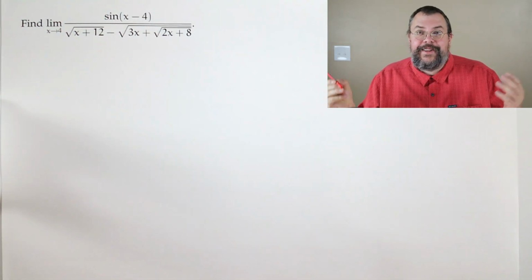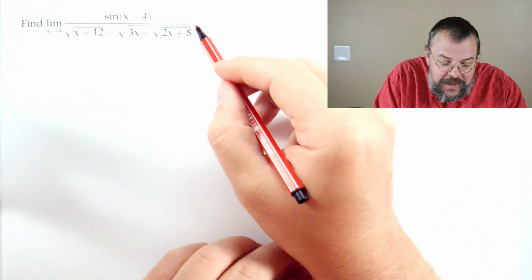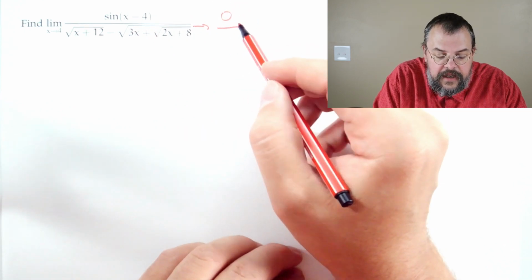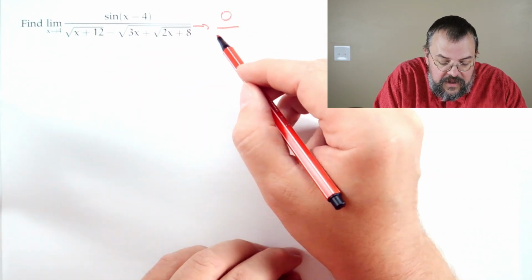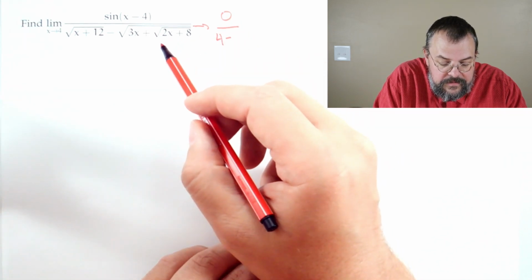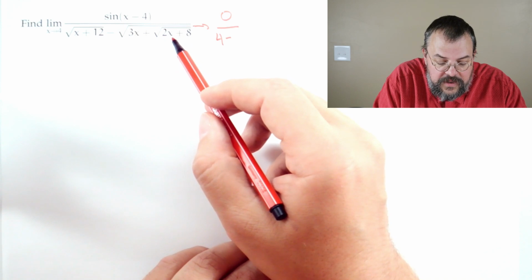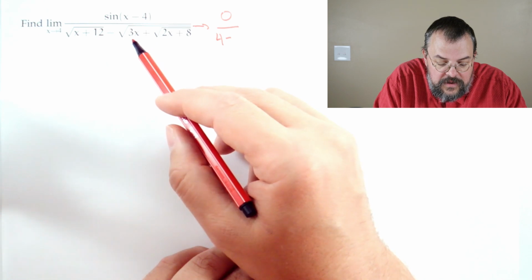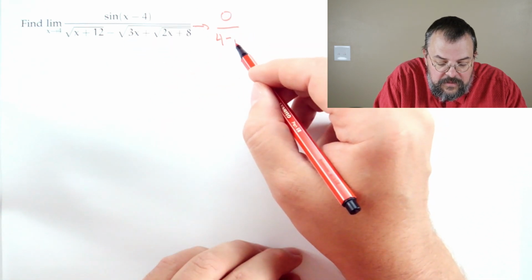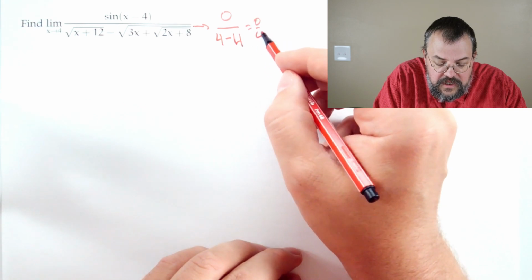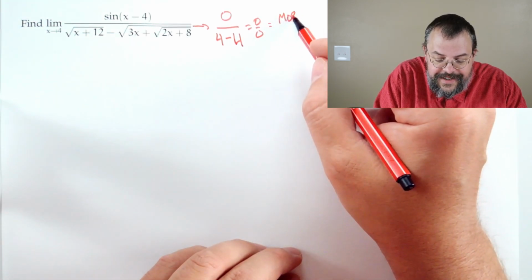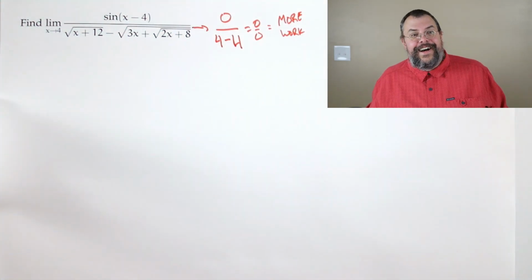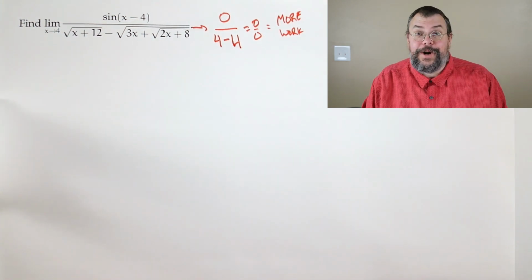Maybe this is going to be like 10 seconds because we'll get something nice, right? Let's see. 4 minus 4 is 0. Sine of 0 is 0. Square root of 4 plus 12, that's square root of 16, so that's 4. And here's another square root of 16 because 2 times 4 is 8, plus 8 is 16, so that's 4. Then we have 3 times 4 is 12, so 12 plus 4 is 16. So that's minus another 4, which is 0 over 0, which means, oh my goodness, more work. Okay. All right, well, let's do the work and see.